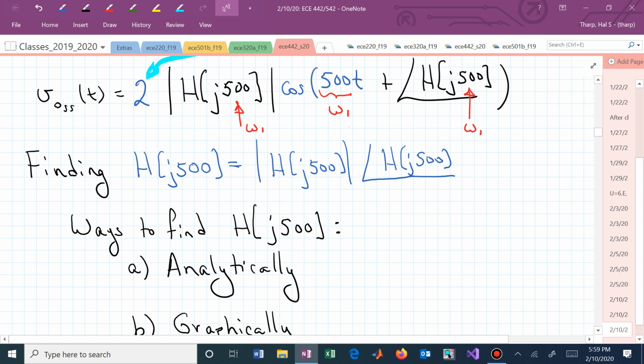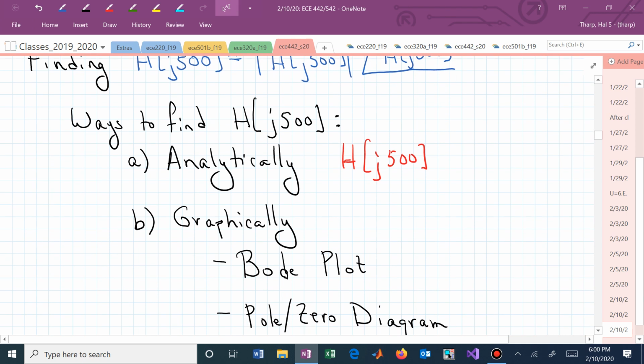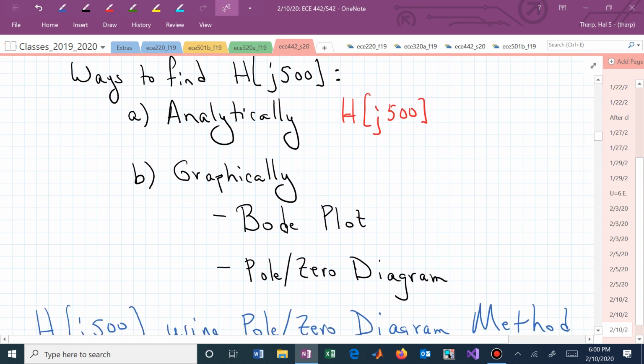We could find it analytically. That just means we would plug in everywhere we had an S, we would replace S with J500 and compute the complex number that results, and then find the magnitude and angle of that complex number. A lot of calculators do that for you. We could do it graphically. We just did it with our straight line Bode plot, or we could do it with a pole zero diagram. And that's what we're going to show now, because that's the one we're going to use for the discrete time frequency response. That one is easier to think about in the z-plane.